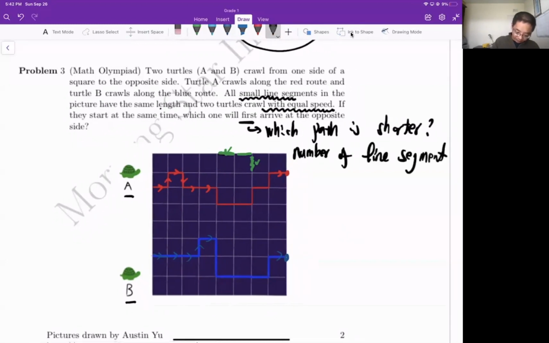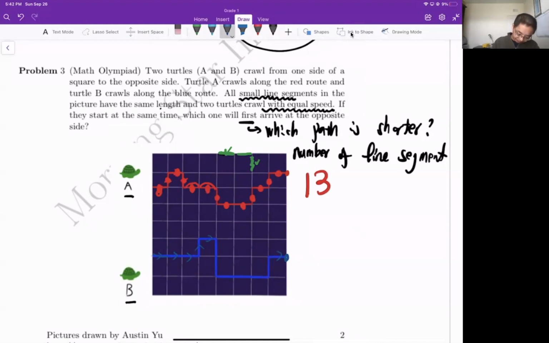Let's count them. So here we have 1, 2, 3, 4, 5, 6. All right, don't forget, here we have 2, right? So 1, 6, 7, 8, 9, 10, 11, 12, 13. All right, so for this one, we have 13. For the red one, it's 13 line segments.